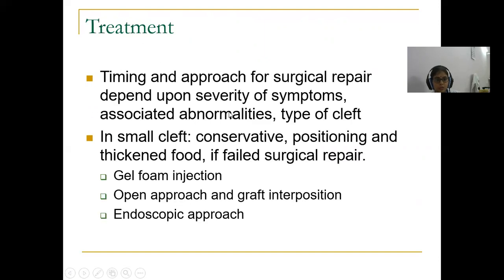Coming to the treatment. The timing and approach for surgical repair again depends upon the severity of the symptoms, associated abnormalities, and the type of cleft. In a small cleft, conservative positioning and thickened feeds are advisable, and if this treatment fails, only then you can proceed with surgical repair using a gelfoam injection, or an open approach and graft interposition, or an endoscopic approach. Anything can be tried.